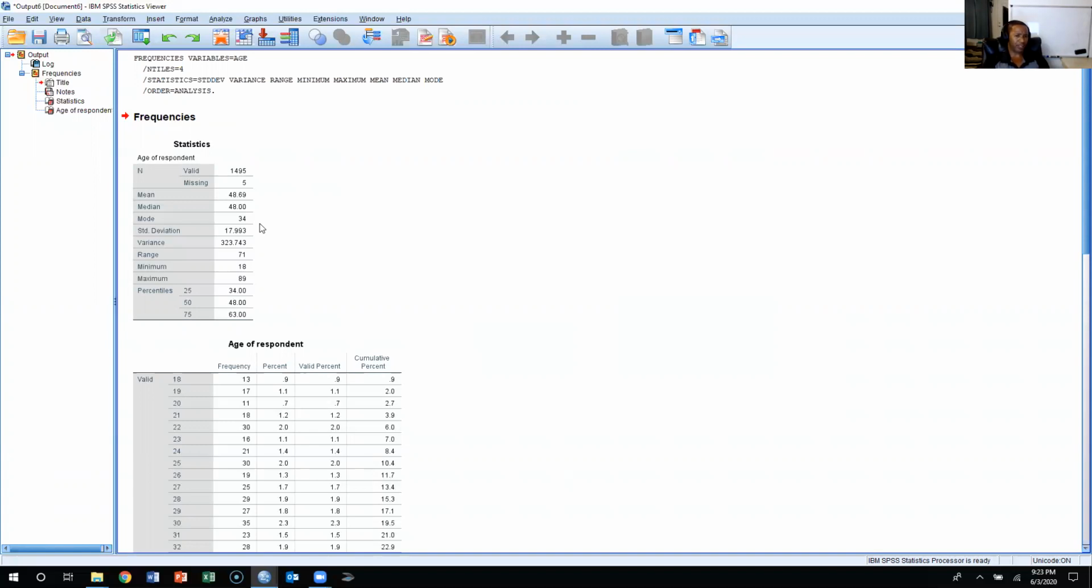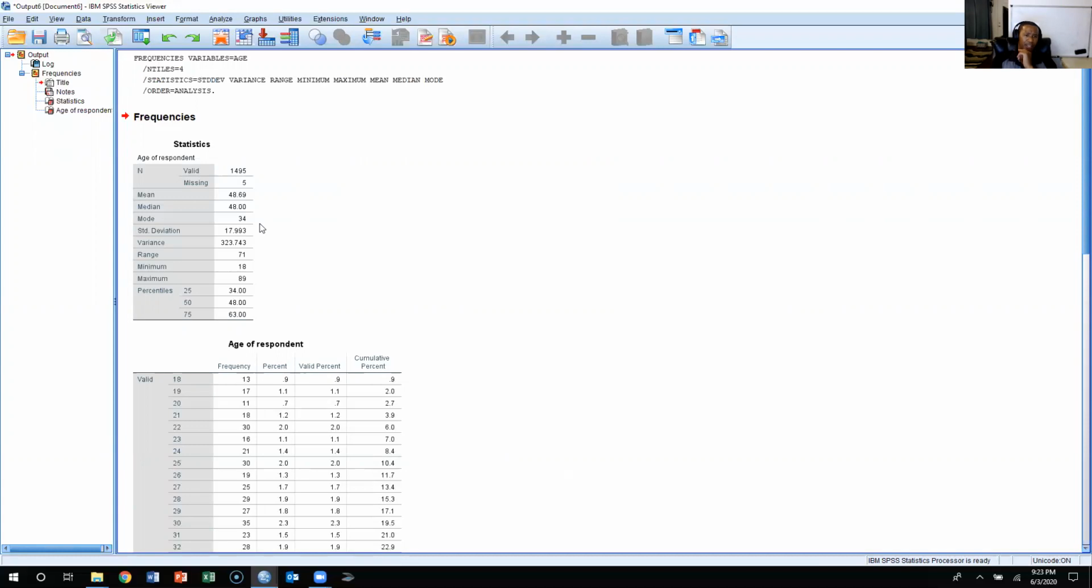Now the variance is 323.743, but the standard deviation is easier to interpret and understand, as we discussed already. So I think it's more important to focus on the standard deviation. It tells you how much dispersion there is in the distribution. And with the standard deviation, you don't really know much unless you also have the mean, okay?